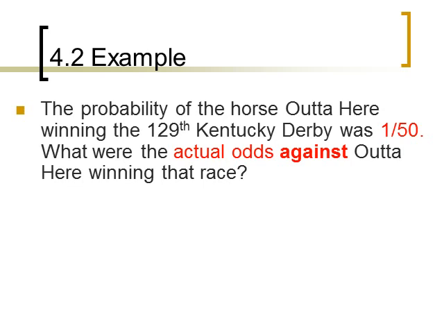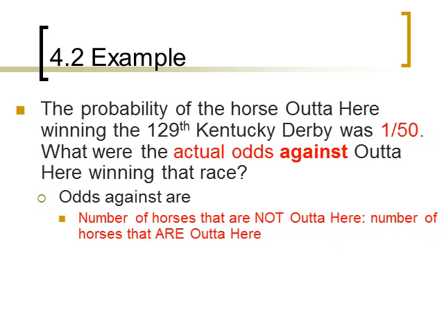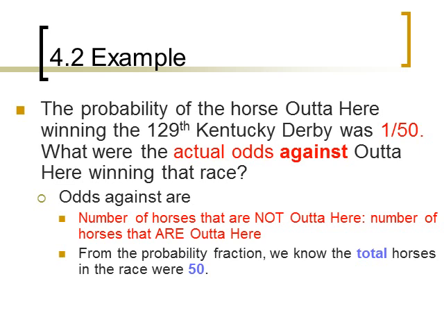So now let's set up the odds. The odds against Out of Here winning. Well, then the odds against would mean we want to know first the number of horses that are not Out of Here, and then we want to compare that on the right side to the number of horses that are Out of Here. So from the probability fraction that we were given, we know that the total horses in the race is 50. So remember that when we set up the two numbers in our odds fraction, the sum of the two numbers should equal the total 50. So we never put 50 in the fraction. So then the odds are 49 to 1. 49 is the number of horses that are not Out of Here, and then we compare that to the one horse that is.